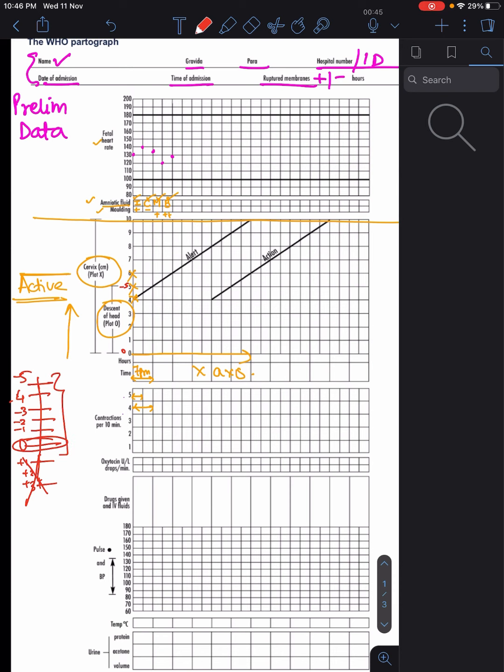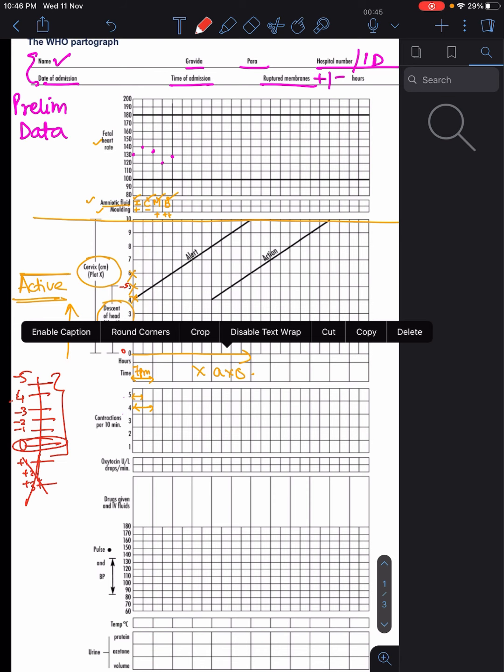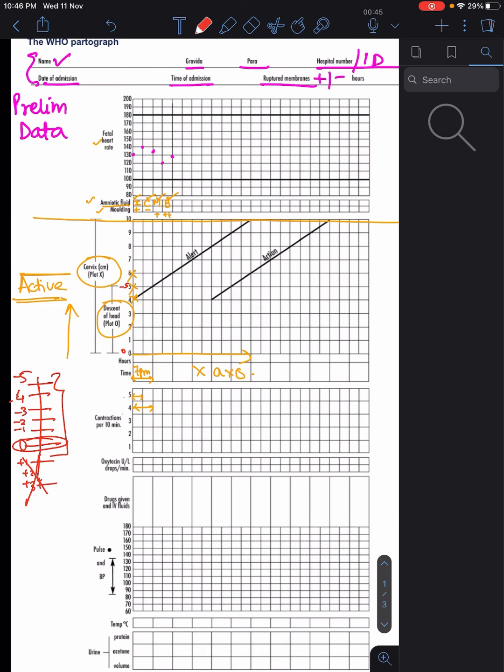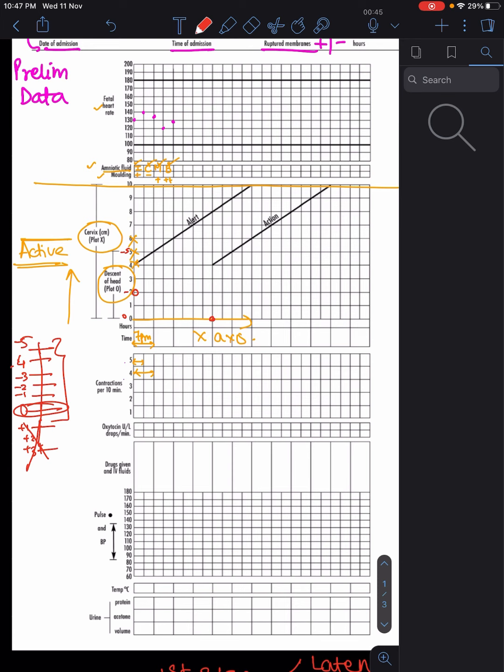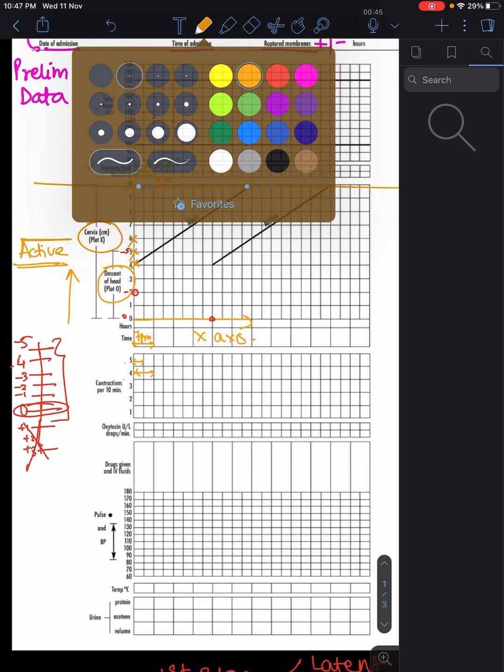We can only plot from -5 to 0. So supposing at the first look that you had, she was -2, so you can progress it from here, and then she was at 0 supposing 4 hours later, so you will have 1, 2, 3, 4. This is how you will be plotting the descent of head. Okay, so I hope I'm very clear in this, because a lot of people have a lot of doubt in this, how to plot a descent of head. So this is how it should be, right? So I hope I've made it that clear.